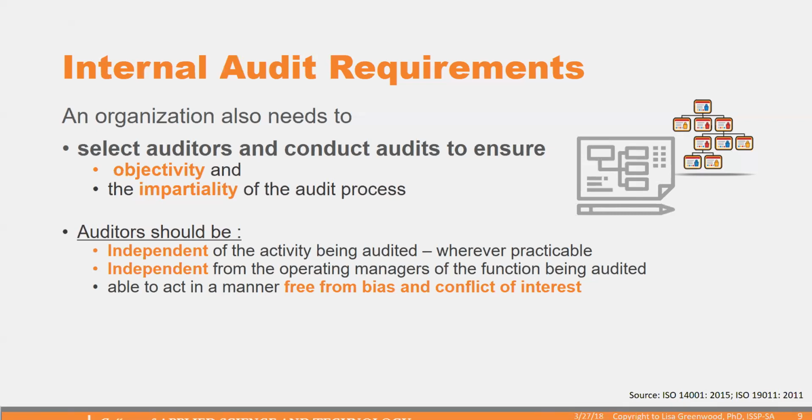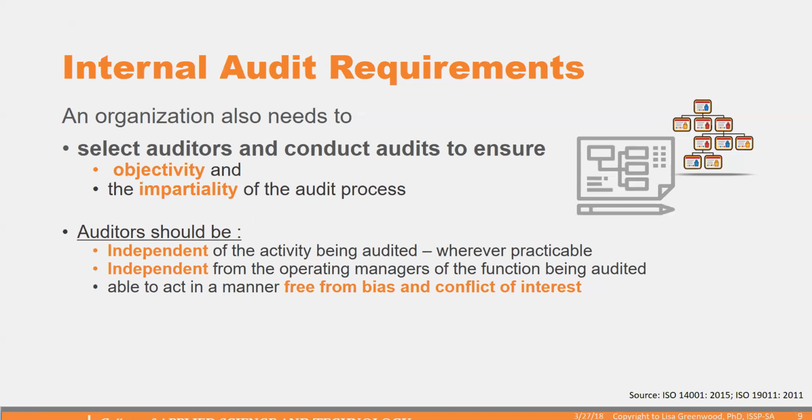And guidance in ISO 19011 suggests that auditor independence can be demonstrated by freedom from responsibility for the activity being audited and freedom from bias and conflict of interest. In smaller organizations, it may not really be possible for internal or in-house auditors to be fully independent of the activity being audited. For example, in smaller organizations, employees often take on diverse responsibilities and end up wearing multiple hats.